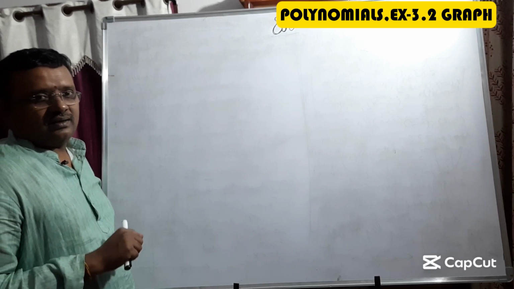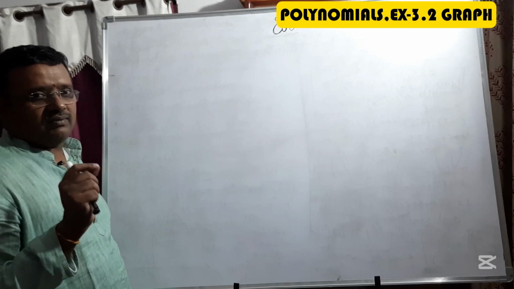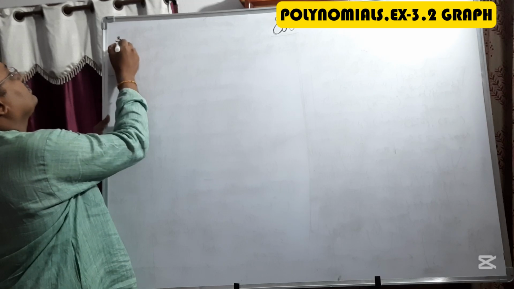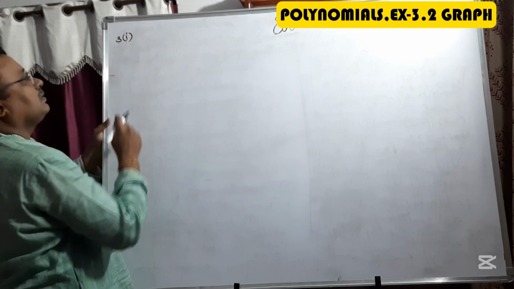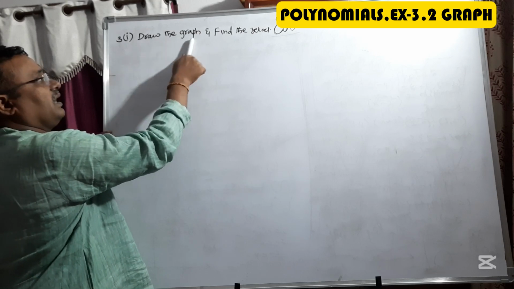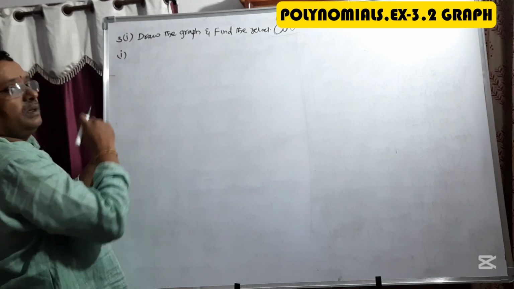Okay, Nana. Now we are going to discuss long answer questions, which are very important, Nana. That one is third bit, first problem. What they are saying, its meaning: draw the graph, find the zeros. Okay, Nana. So third bit, first problem.